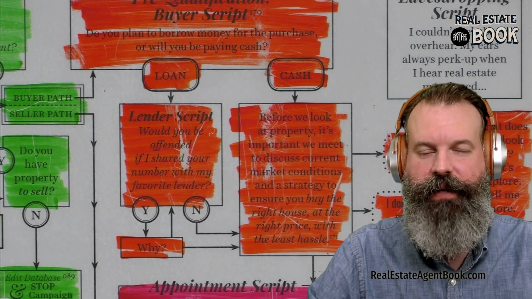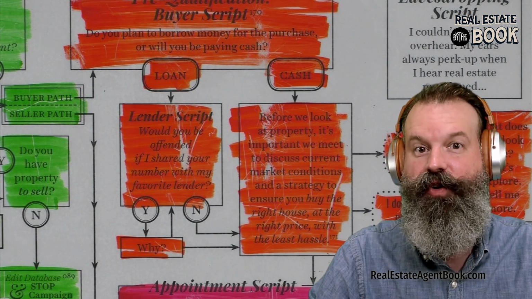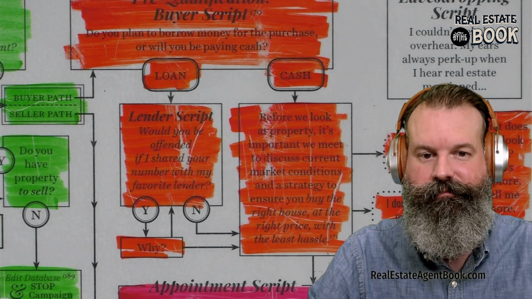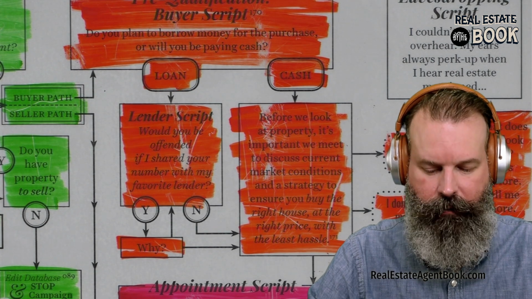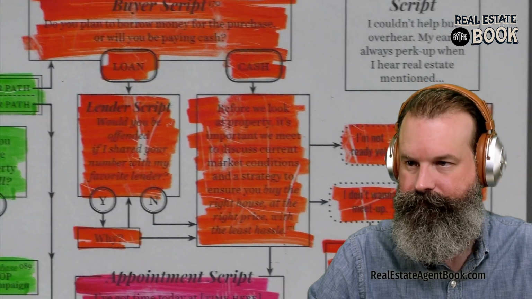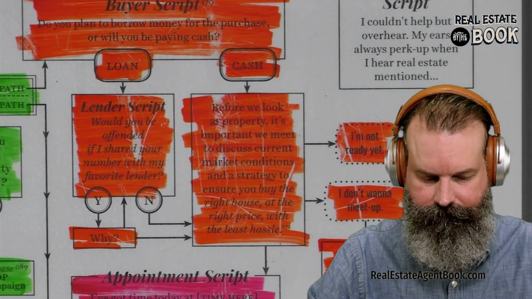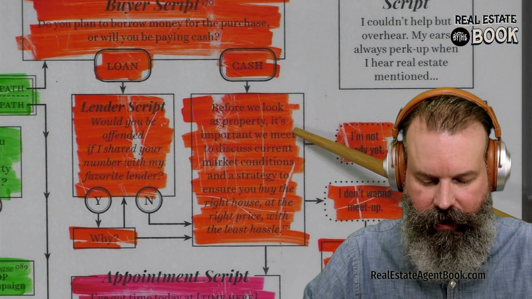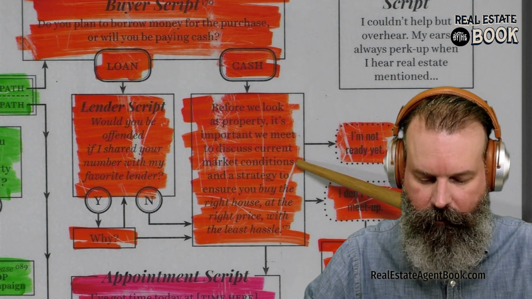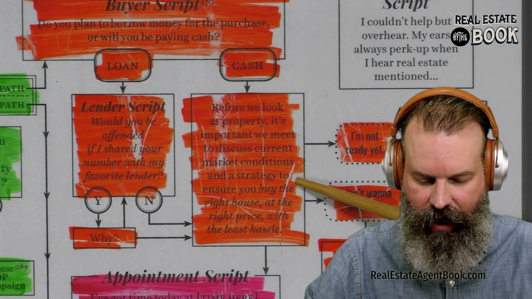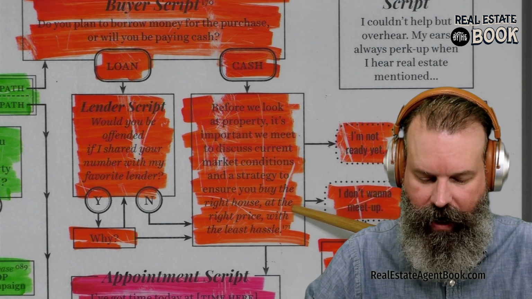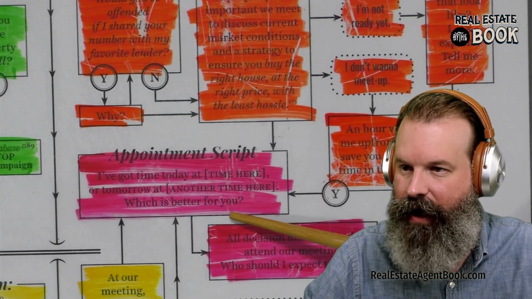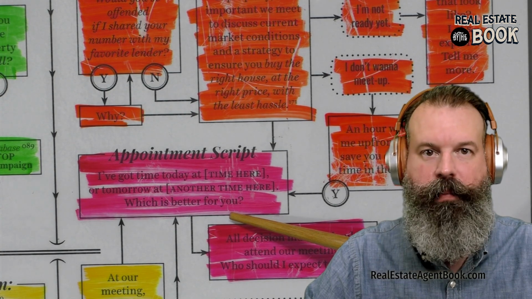So, Clint, it's really best for you to speak with that lender first before we look at property, because if you can't afford it, then egg is on my face. We're going to be wasting time. I don't like to have my time wasted. Now, before we look at property, it's important that we meet to discuss current market conditions and to discover a strategy that will ensure that you buy the right house at the right price with the least hassle. So, I've got time today at 2 o'clock or tomorrow at 4 p.m. Which is better for you?